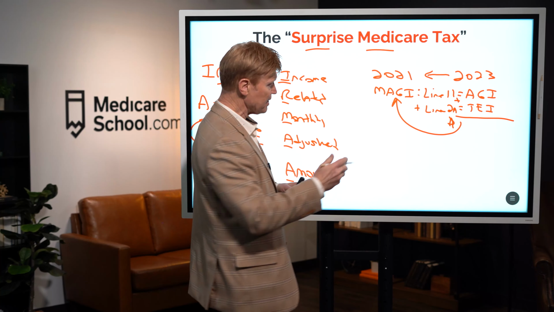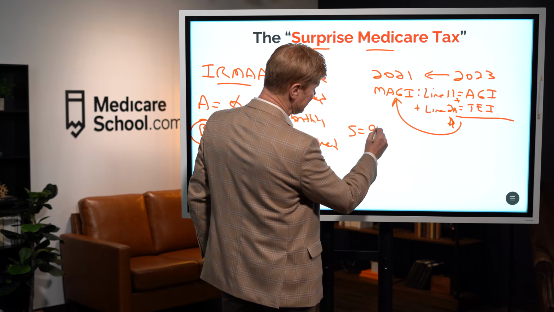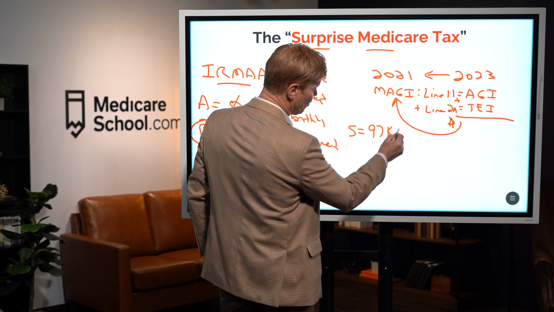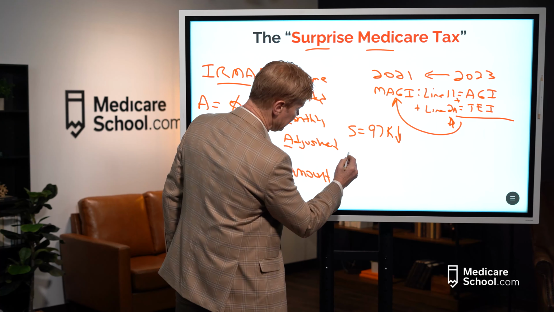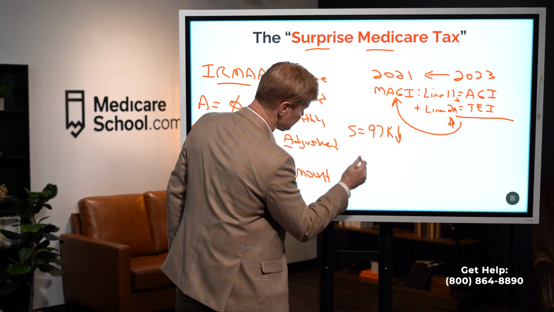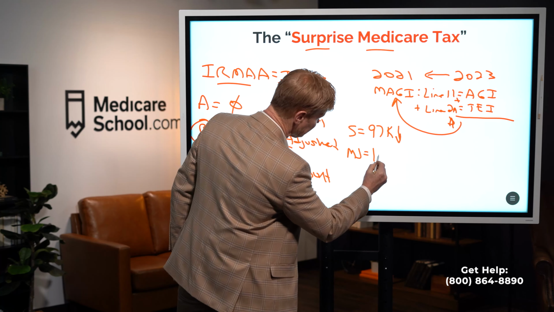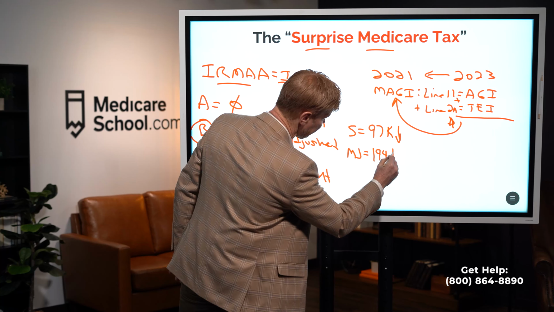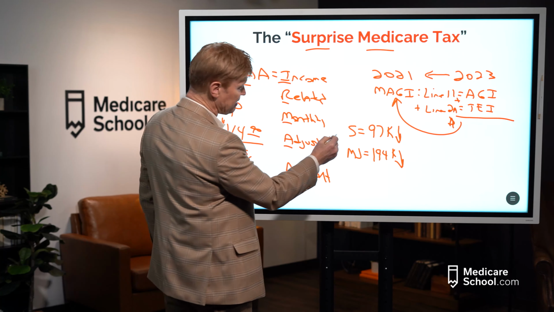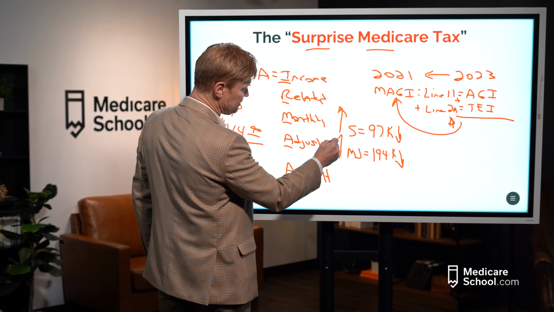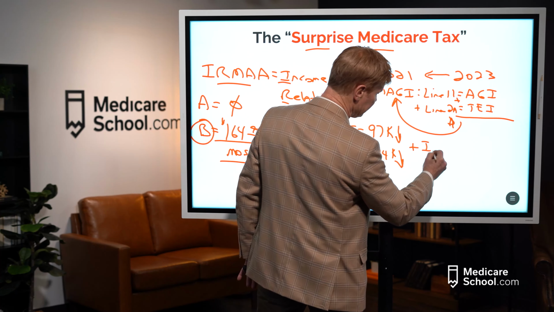Again, this year, the thresholds are this. For a single filer, if we are at $97,000 or below, we will not have an IRMAA. A married couple that files a joint return, that number is $194,000 or below. Again, they would not have an IRMAA. But if I'm going to be above these thresholds, then what happens? I have to pay this IRMAA.